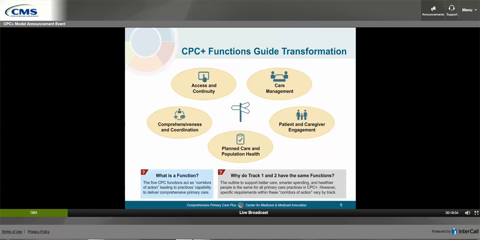You may be asking yourself, how can there be just these 5 functions and 2 tracks? What's the difference? The basic idea here is that Track 2 practices will work more deeply into these functions, but practices in both tracks will be working on improving their ability to deliver each of these 5 functions of primary care.